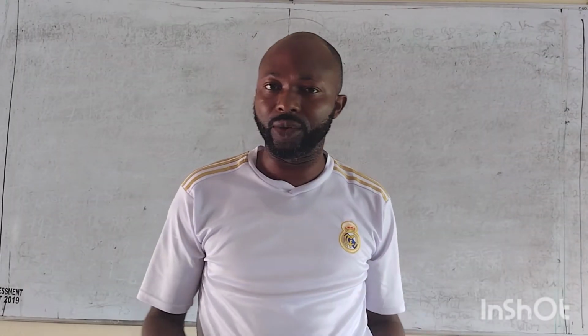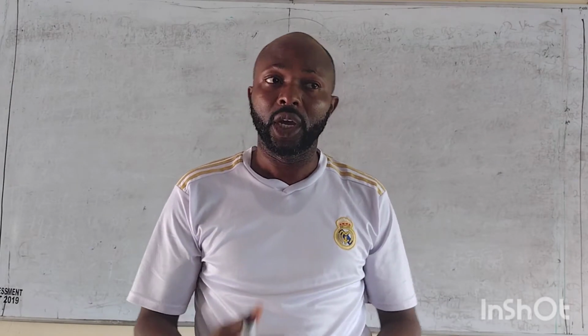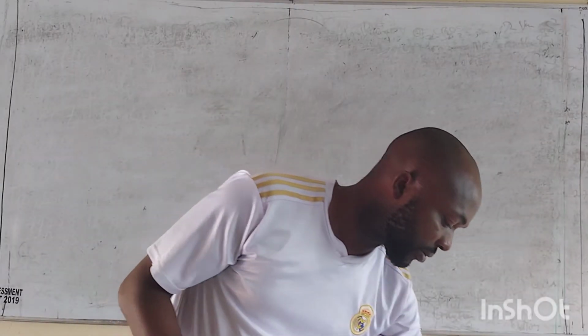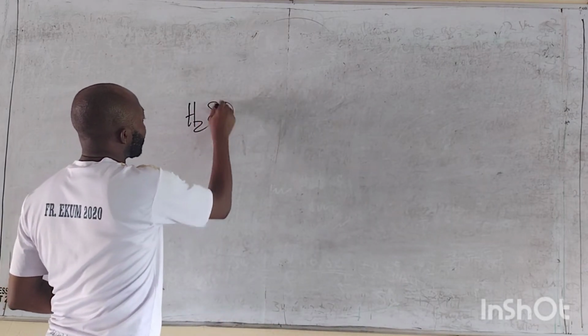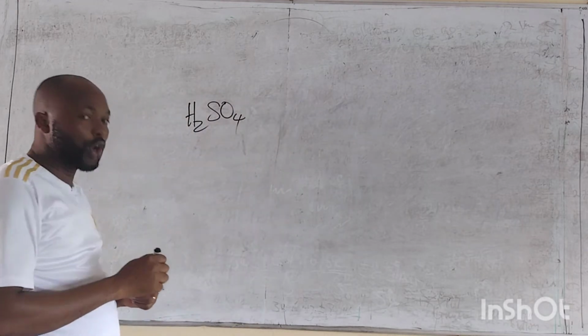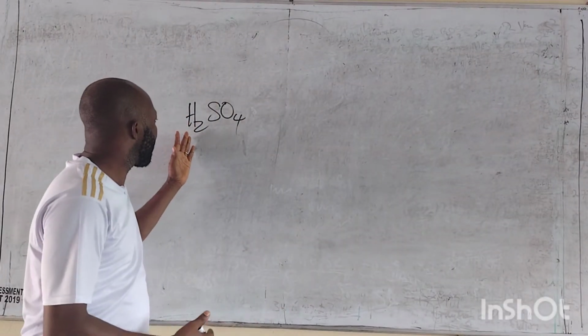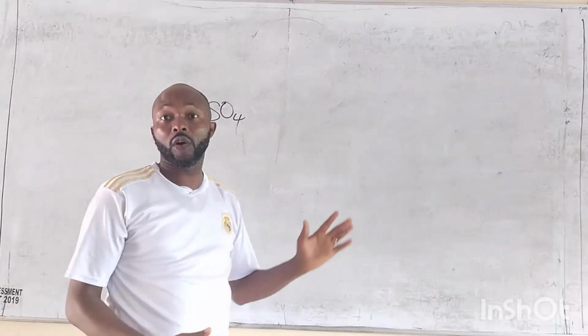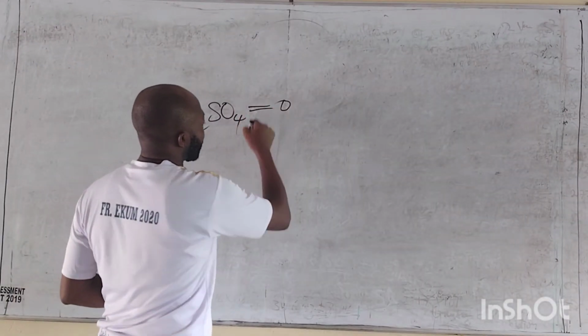For example, if I have H2SO4, which is tetraoxosulfuric acid, I will be asking you to determine the oxidation state of sulfur in that compound. Let me give you a practical example. I have H2SO4. According to the rules of oxidation number, which I'm going to read to you, we say the oxidation number of all elements or compounds in their free state is equal to 0. Definitely, I can now equate this to 0.